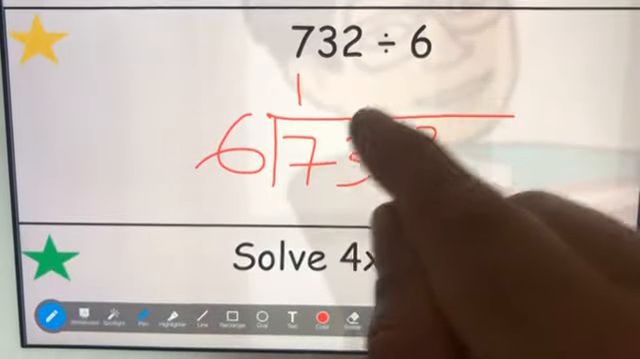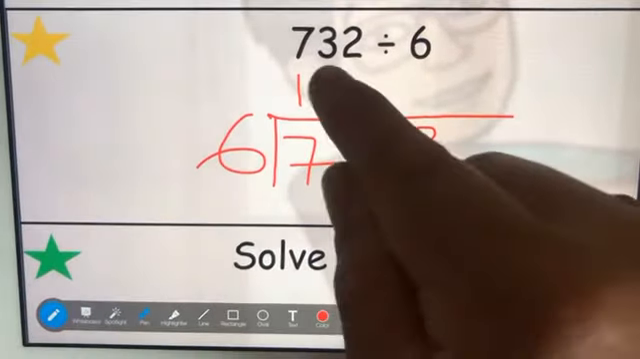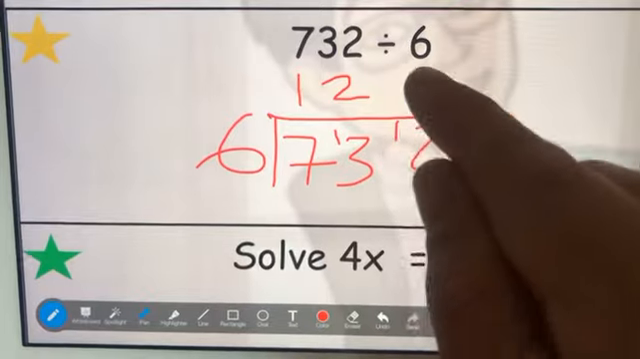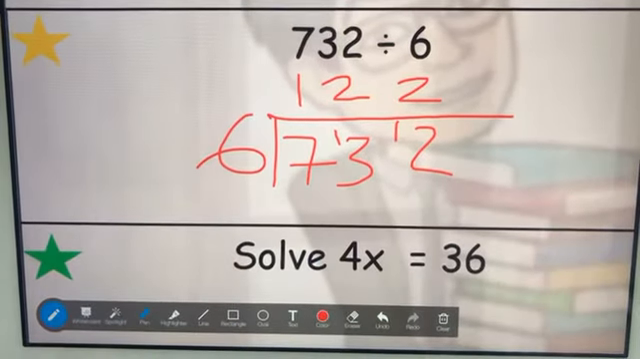6 goes into 7 once, remainder 1. 6 goes into 13 twice, remainder 1. And 6 goes into 12 twice. So my answer is 122 for the first one, worth 2 points.